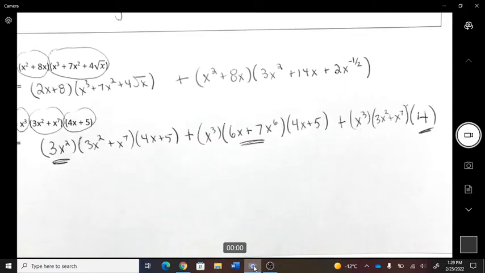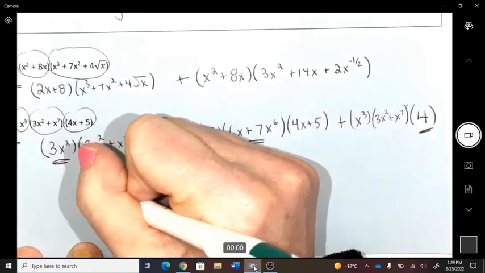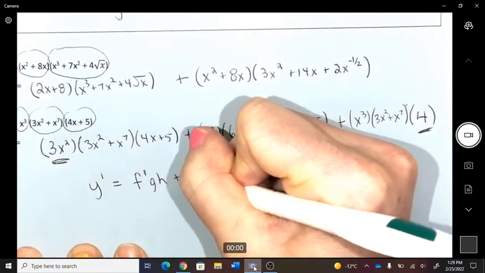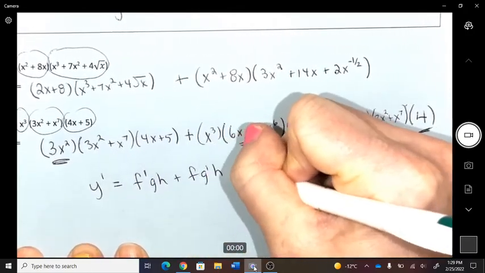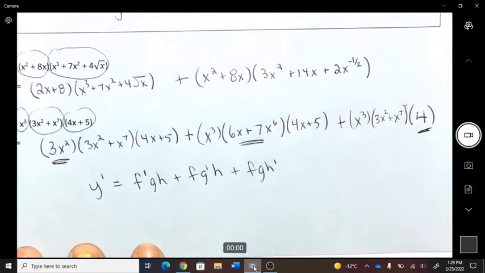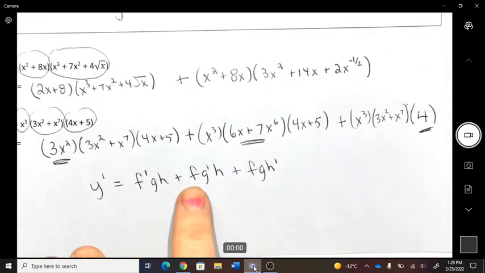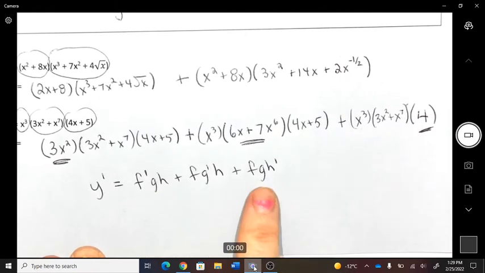You're deriving a different thing every time. So kind of, if you wanted to think about an idea, this is kind of like an idea that I did. Do you see what I did? This one I derived the f function, here I derived the g function, and here I derived the h function. Just taking turns.